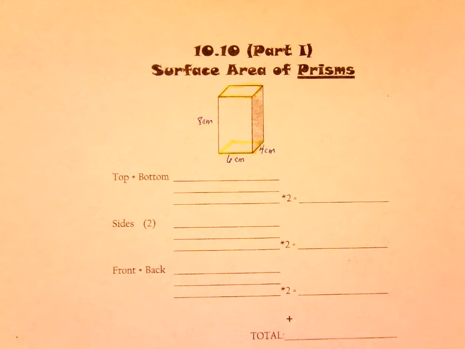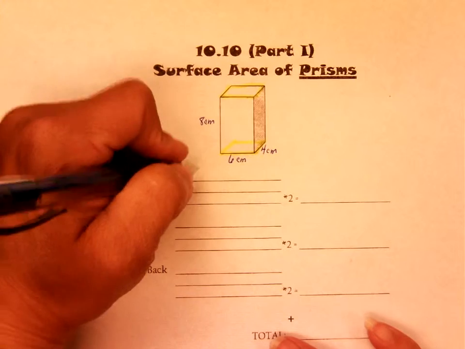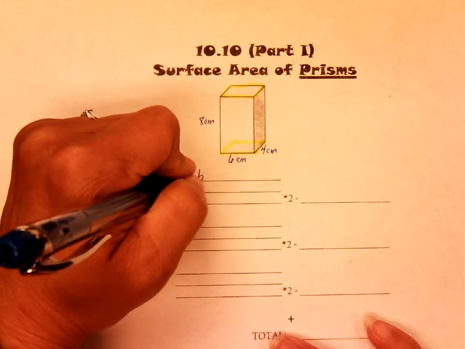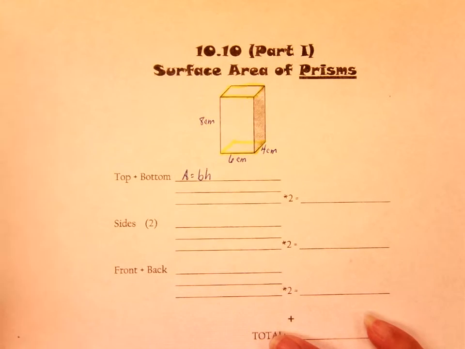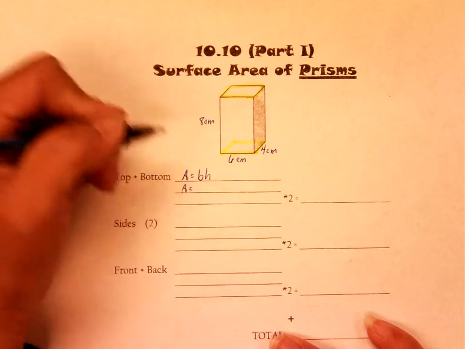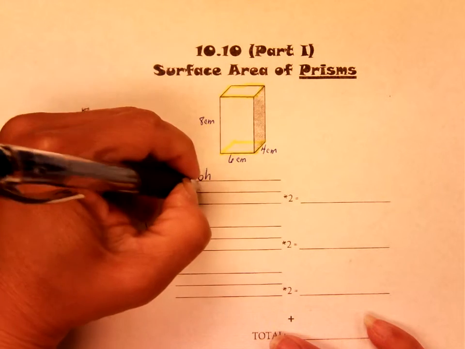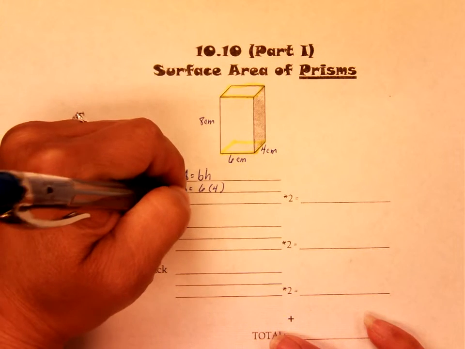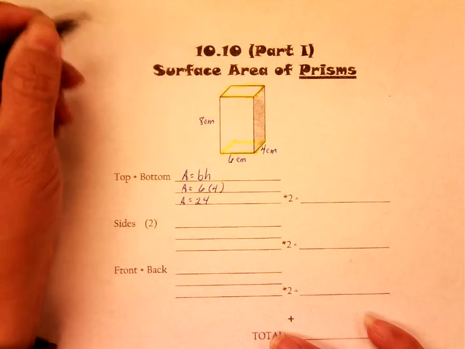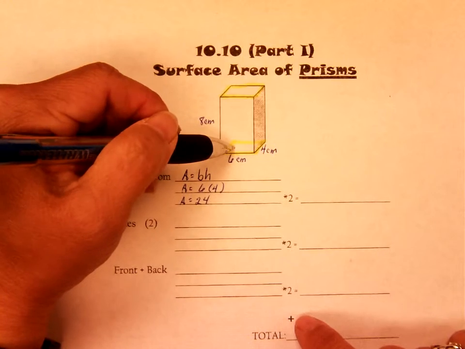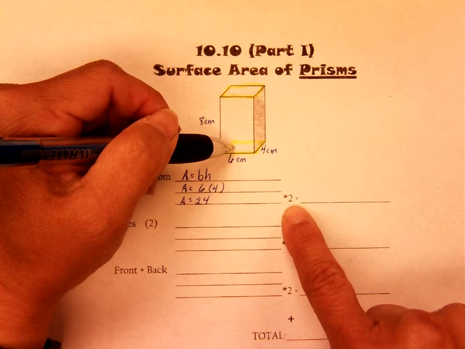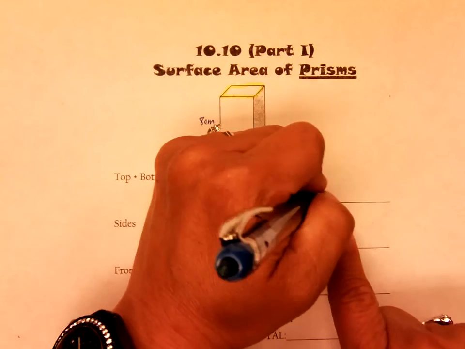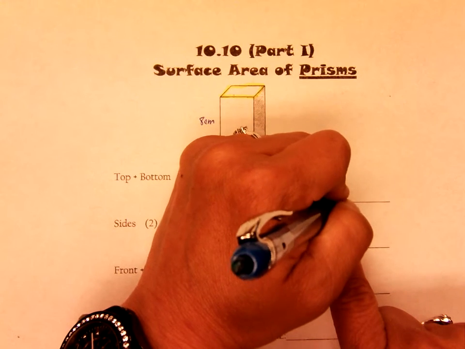Now to find the area of a parallelogram, the formula would be A is equal to BH. So A is equal to the base, 6, times 4, and 6 times 4 is 24. There's a top and a bottom, two of them, so that's why you multiply by 2. So the answer would be 48 centimeters square.